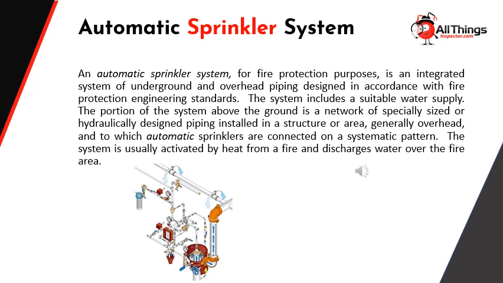Automatic sprinkler system. An automatic sprinkler system for fire protection purposes is an integrated system of underground or overhead piping designed in accordance with fire protection engineering standards. This system includes a suitable water supply. The portion of the system above the ground is a network of specially sized or hydraulically designed piping installed in a structure or area, generally overhead, and to which automatic sprinklers are connected in a systematic pattern. The system is usually activated by heat from a fire and discharges water over the fire area.